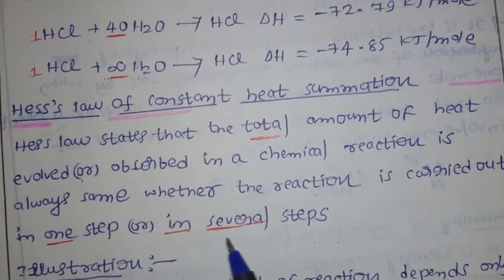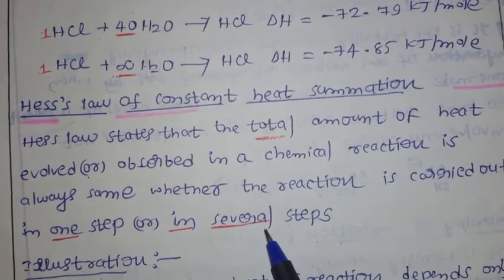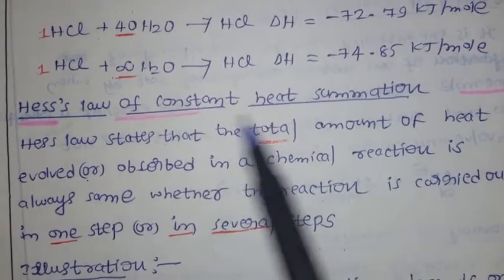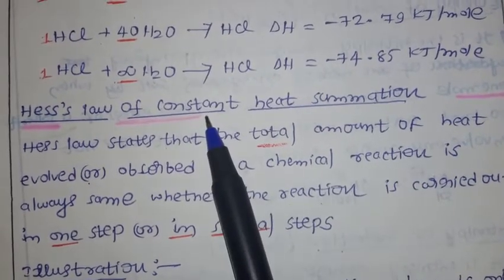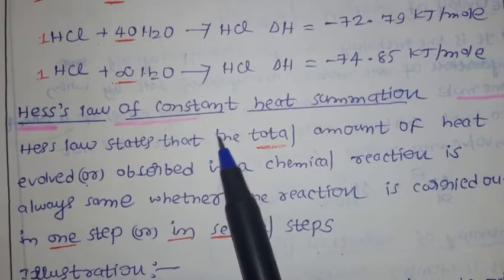Whether it goes in one step or several steps, the delta H value should be the same. That is called what? Hess's law of constant heat of summation. So if you go for the heat of summation, that is a constant. This is called what? Hess's law of constant heat of summation.